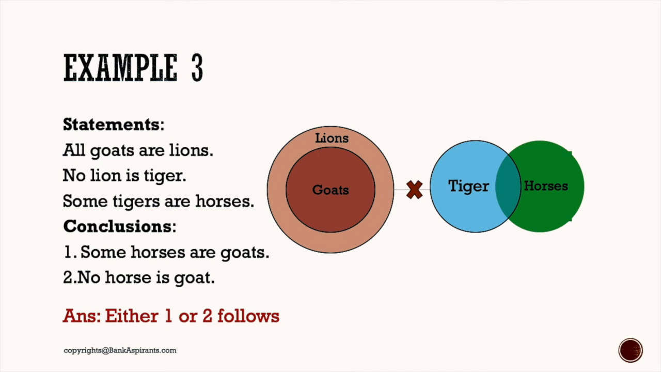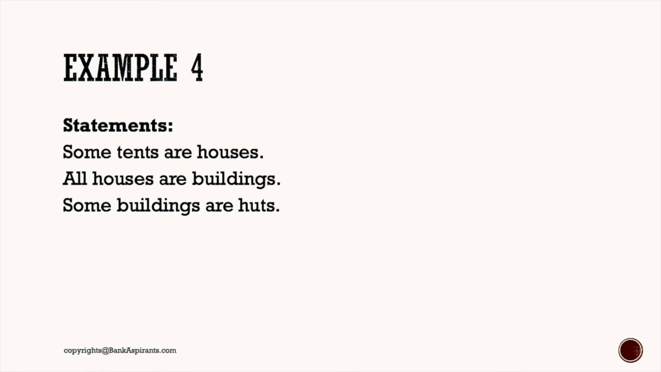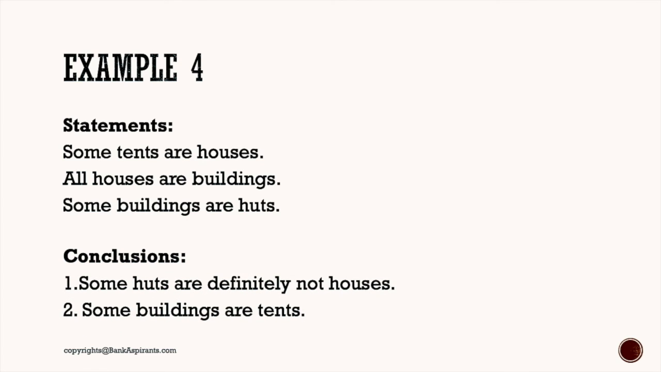Okay, let's move to example number 4. Some tents are houses, all houses are buildings, and some buildings are huts. The conclusions: some huts are definitely not houses, and some buildings are tents. So see the first conclusion, a new keyword called definitely is included. So what is definitely? Definitely means if it is 100% correct, then we are going to say it is definite. If it is not, then we are going to say it doesn't follow. That's all.